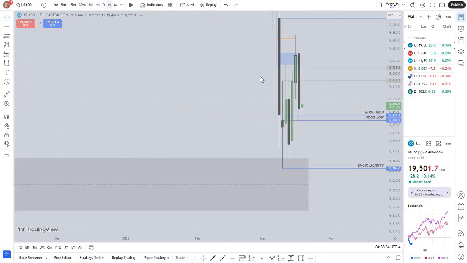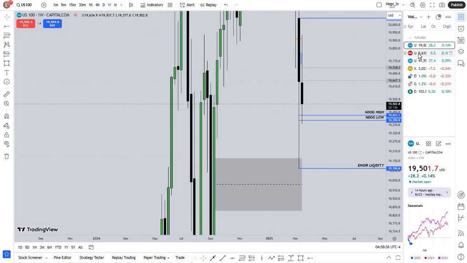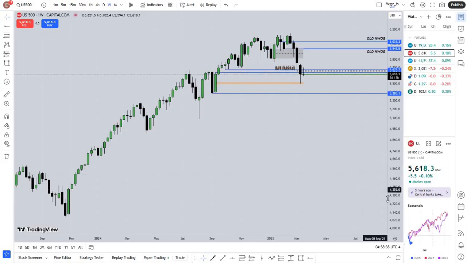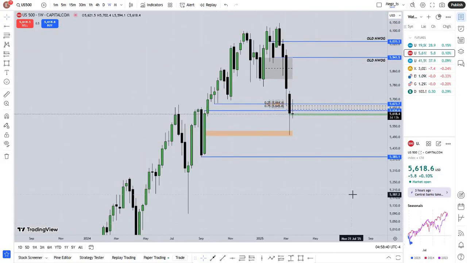Let me go to the next pair, which is the US 500, because I'll be touching a lot today. I have a lot on my list as you can see. So still the same scenario. I'm expecting price to drop from here. I like the way it traded into premium array here, traded into this week also, and then rejected lower.